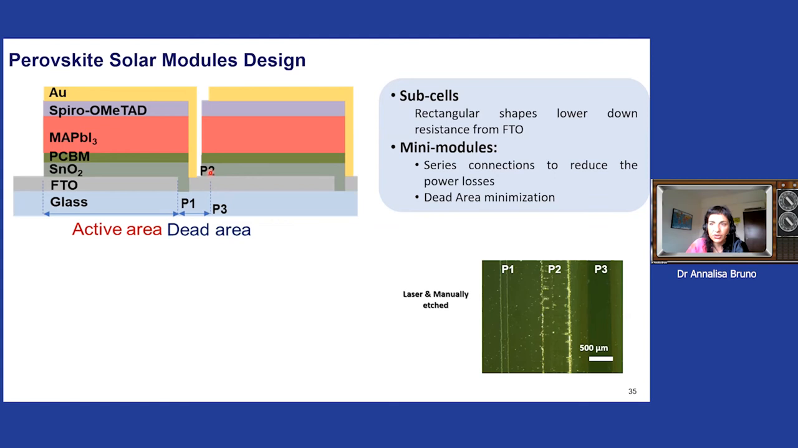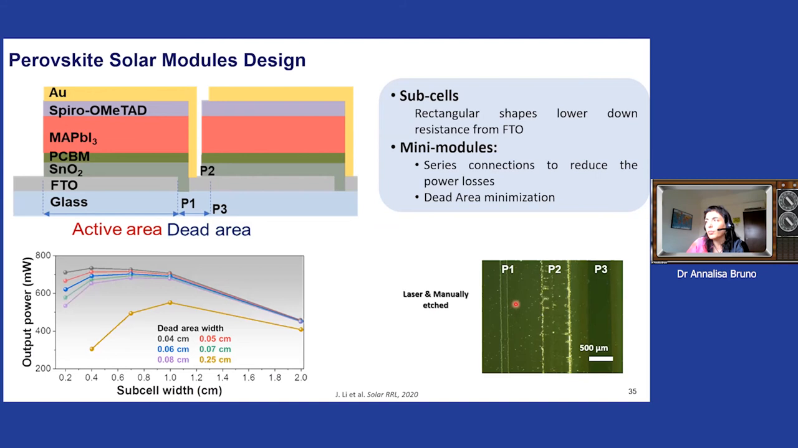So we also did a modeling and we showed that the bigger this distance is, the one from P1 to P3, the different the subcell widths should be.